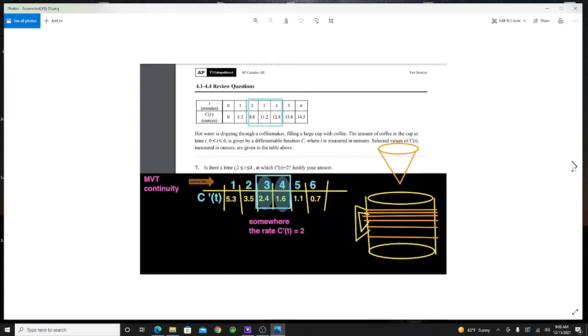And since we know that the drip rate was 2.4 ounces per minute between 2 and 3 minutes, and 1.6 between 3 and 4, it's that block of time, the time between 2 and 4. So somewhere the rate changed to 2 because it's a continuous function. Since it was dripping at 2.4 ounces and then became 1.6, somewhere in that time frame the drip rate was exactly 2 ounces per minute.